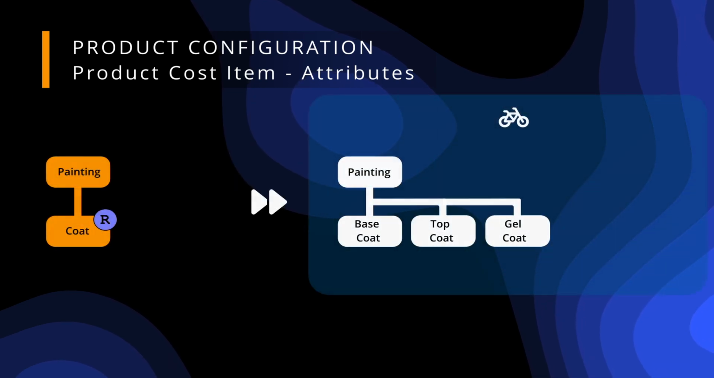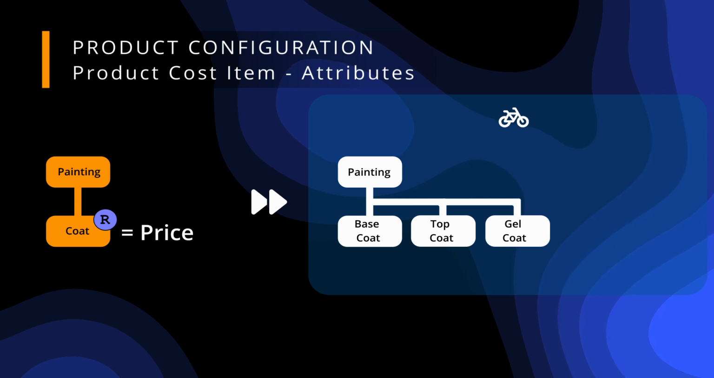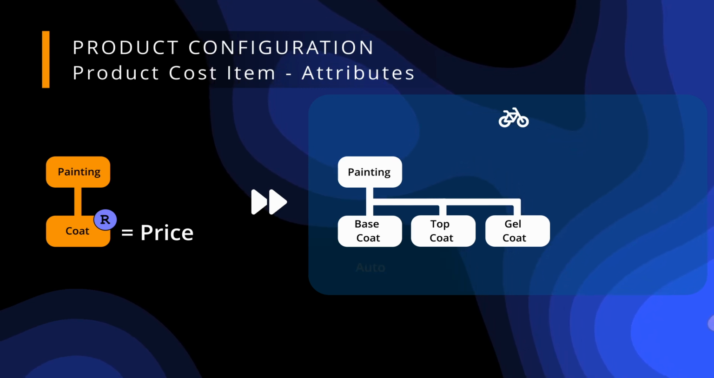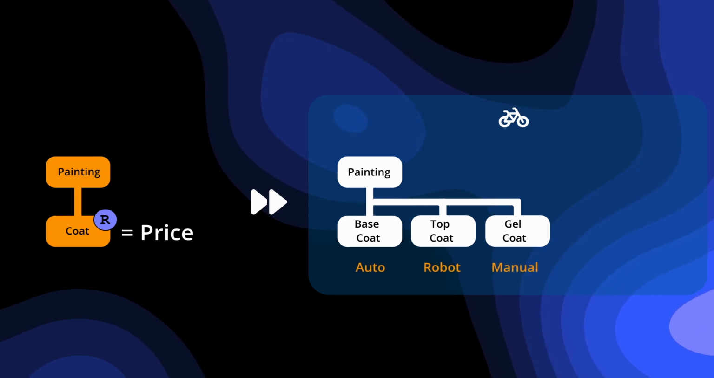In the example, if the formula in the coat has an expression which uses a resource item attribute called price for the applicator resource, then you would need to select the resource item in each of the implemented coats. In this case, I've selected automatic for the base coat, robot for the top coat, and manual for the gel coat.